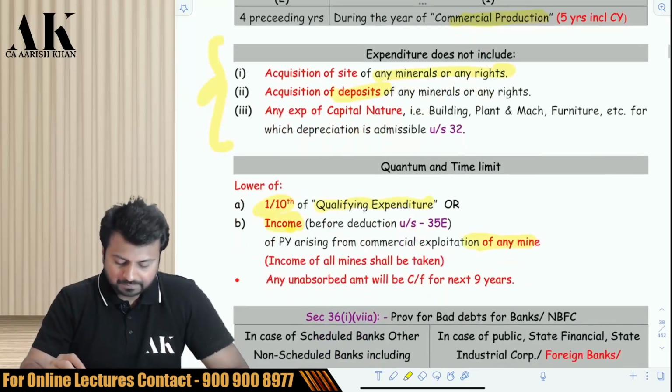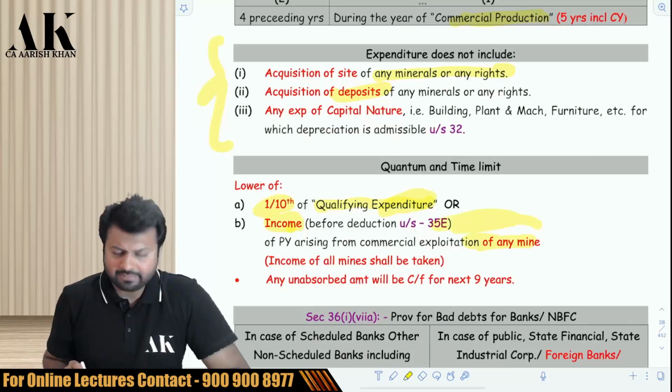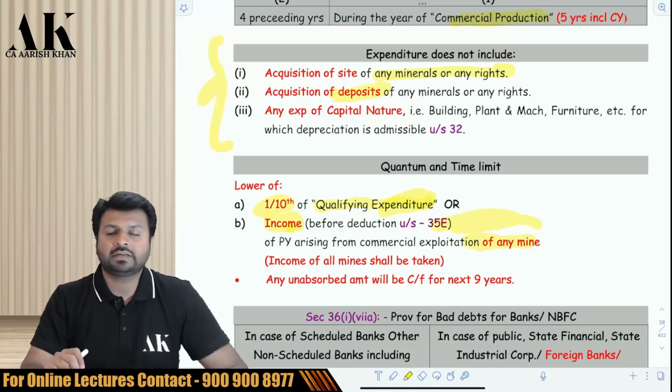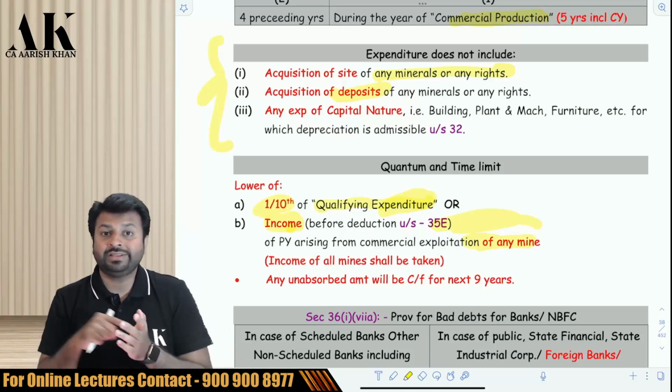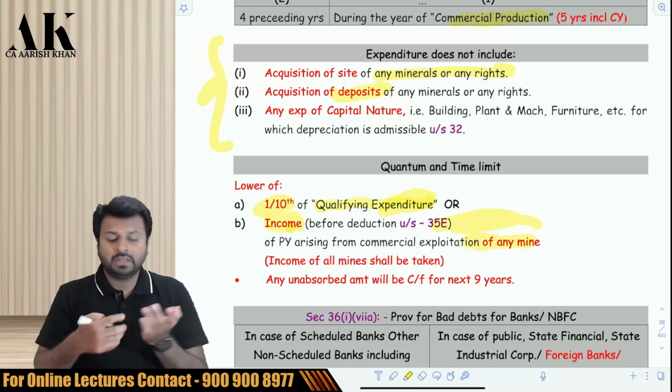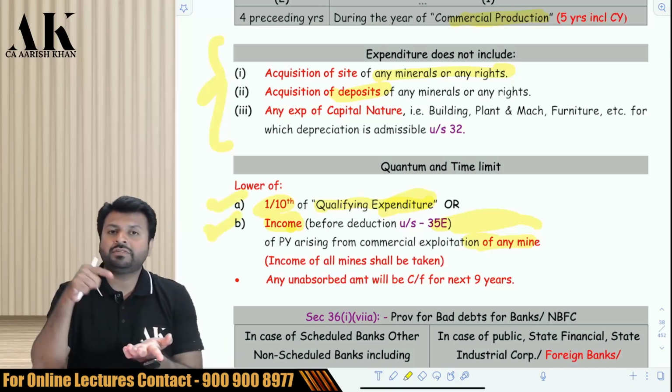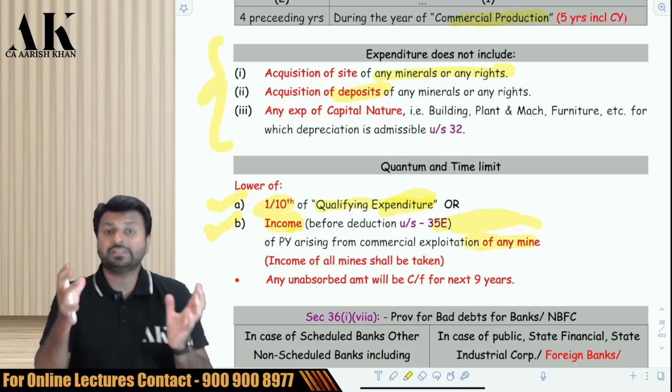And suppose this is 95,000 and suppose the second point is coming to 50,000. Then the 45,000 deficit you can add to the next year's income, and you can take the deduction in the next year. So if there is a deficit in the first year, because point number 1 is 95 and point number 2 is 50, the answer will be 50. You will be allowed a deduction of 50,000 in the current year. So 45,000 is the balance.